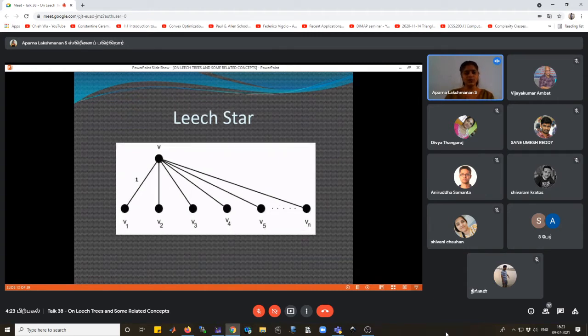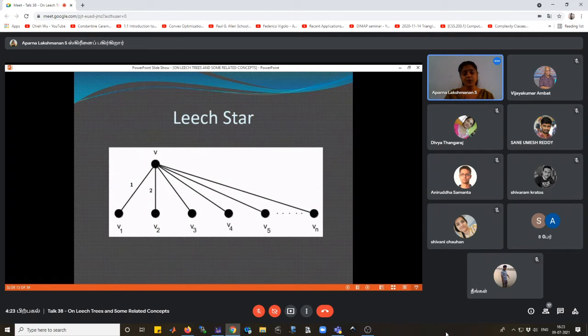So without loss of generality, I label the first edge as 1. We need at least one edge which is labeled 1, right? So I take V1 as 1. Again, we need at least one edge which is labeled as 2. So I label V1, V2 as 2, again without loss of generality due to the symmetry. So these two edges together give me a path of length 3. So 1, 2, 3. That many cases are settled.